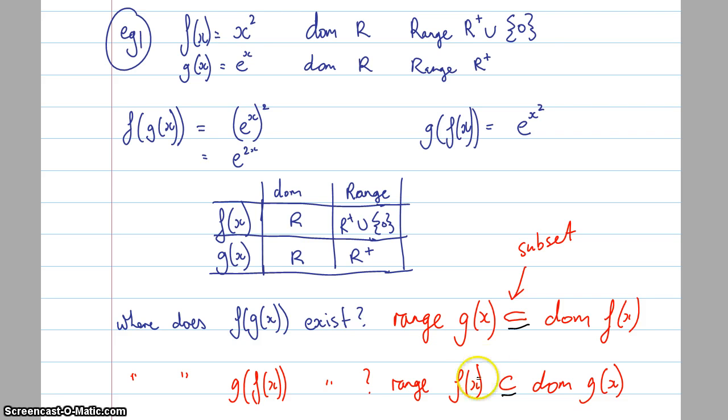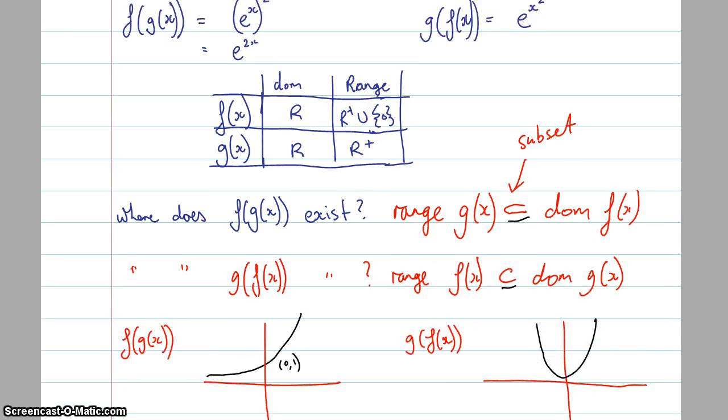And I'm also going to have a look at g of f of x. So g of f of x, I'm going to look at the range of f of x, the range of the middle, which is r plus and 0, and that is actually a subset, fits into the domain of g of x, which means that this graph also exists everywhere.